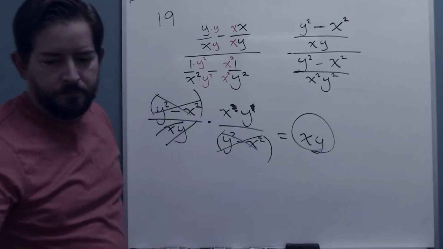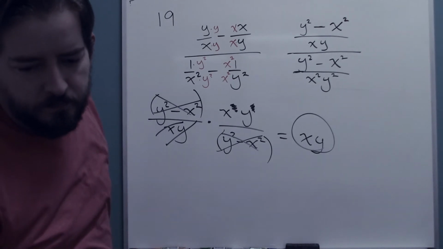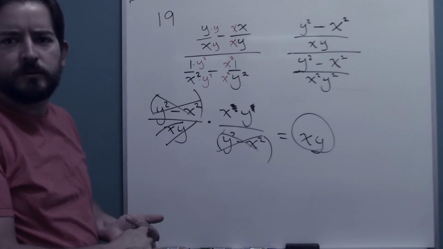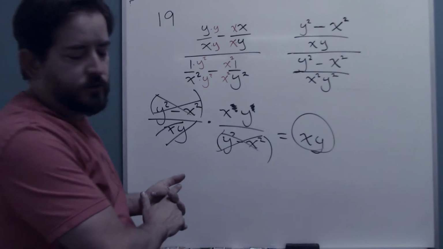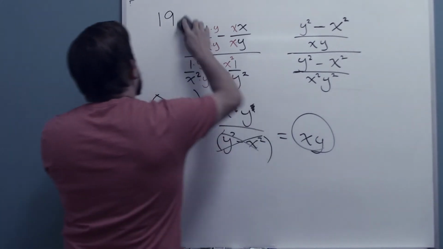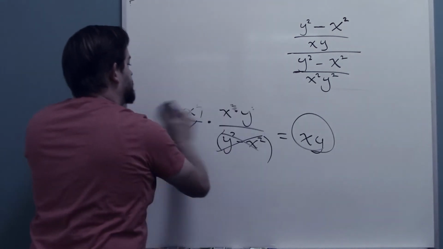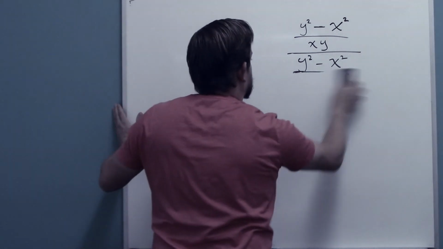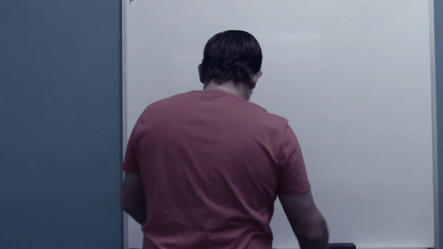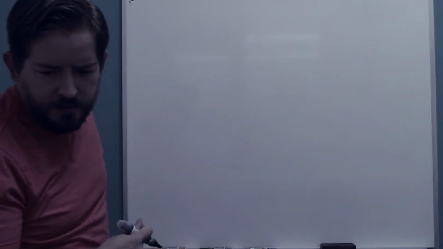Good. Alright, let's take a look at, there's two more here we're going to look at. We're going to look at 21 and 22. 21 says rationalize the denominator.